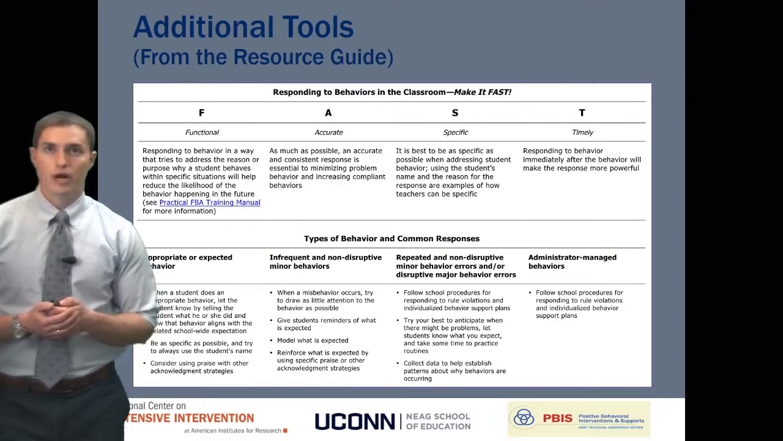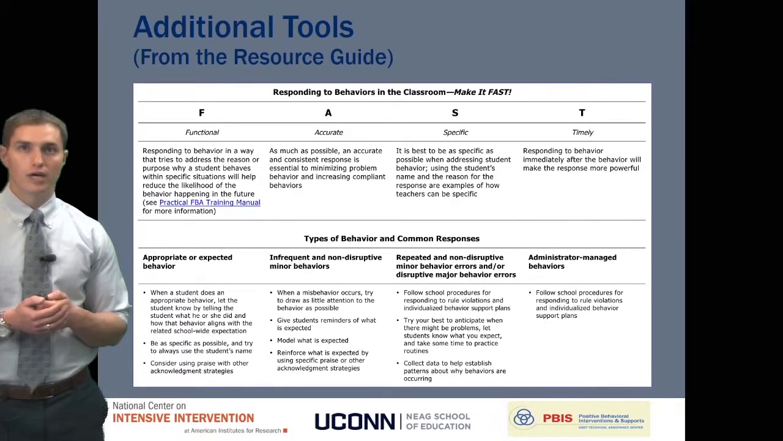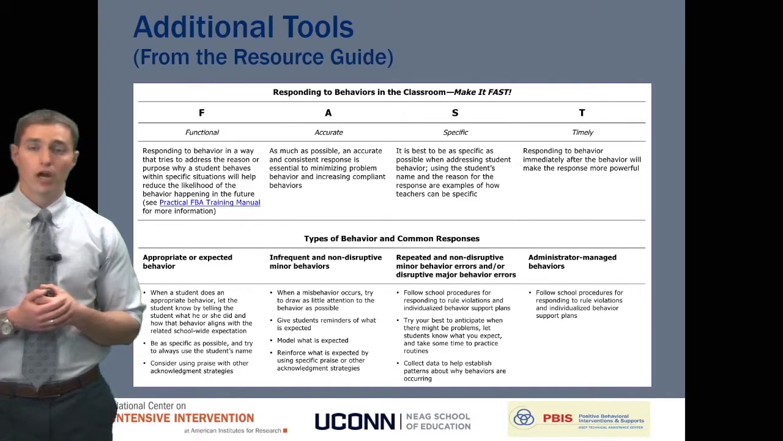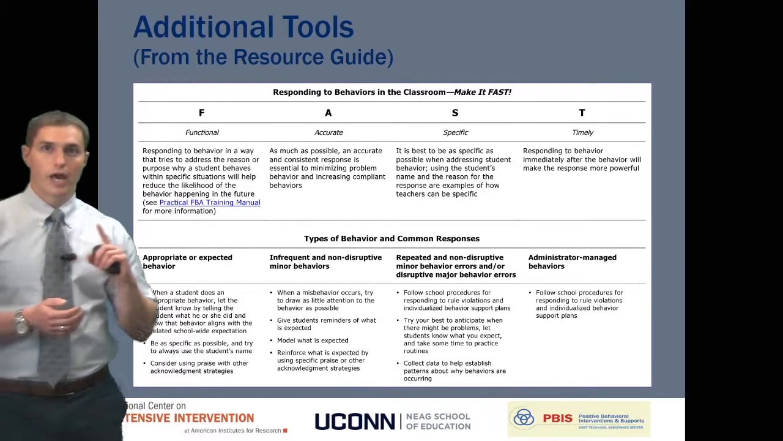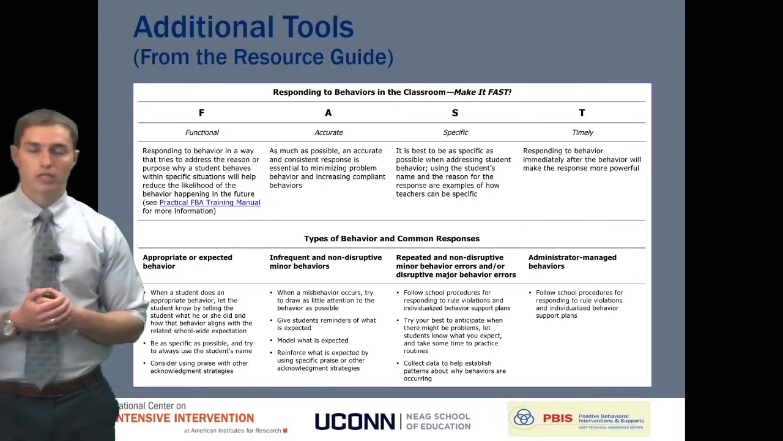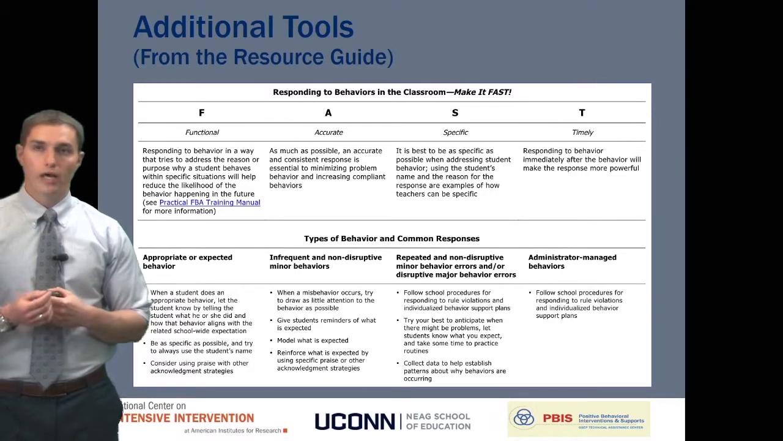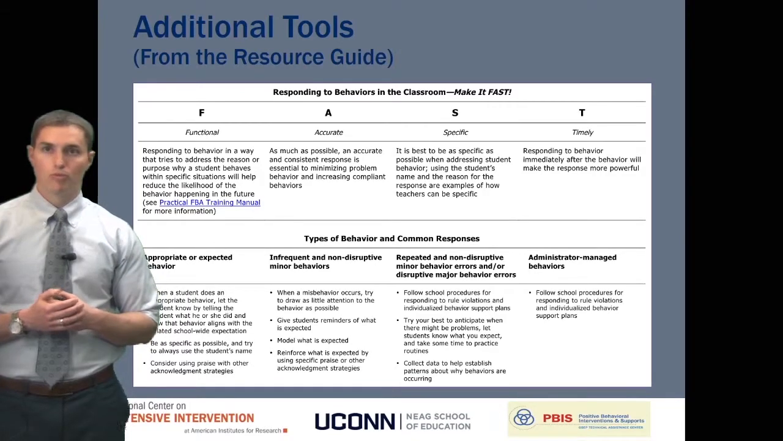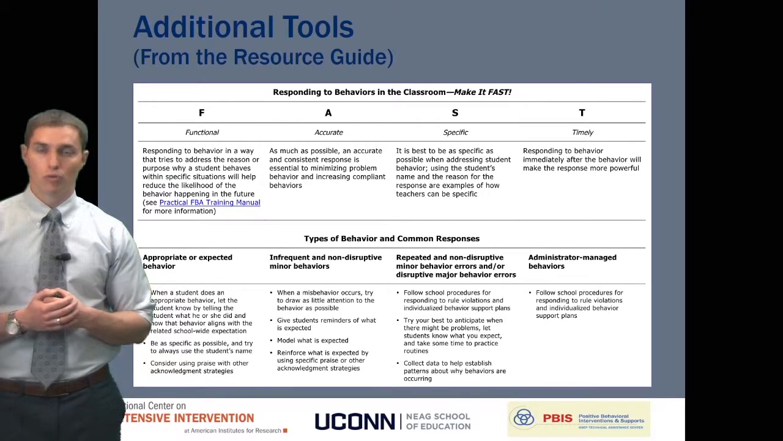On the screen in front of you now is a quick resource that you will find online. This is an easy and quick way to remember ways to respond to inappropriate minor behaviors as they occur, using the acronym FAST. So the F stands for functional. In other words, why is the student performing the inappropriate behavior in your classroom? If you can identify why they're performing that behavior, you will be more readily able to respond to that behavior appropriately with your error correction statement.